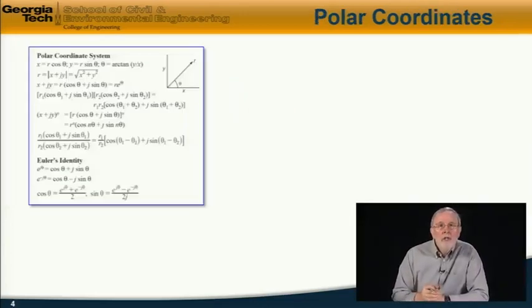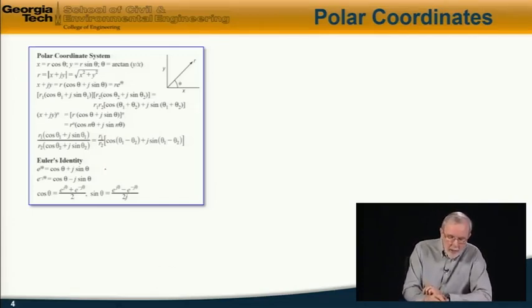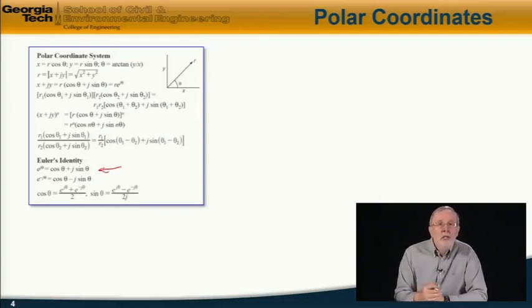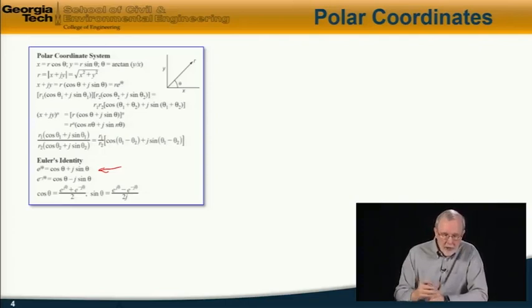In the polar coordinate system, we can express it like this, where r is the radius or the magnitude of the vector or the complex number, and in this case x is equal to r cosine theta, and the y component is equal to r sine theta, etc. And the rest of the equations as given here. Another convenient form is Euler's identity, where e to the j theta is equal to cosine theta plus j sine theta, which is another way to express the complex number.